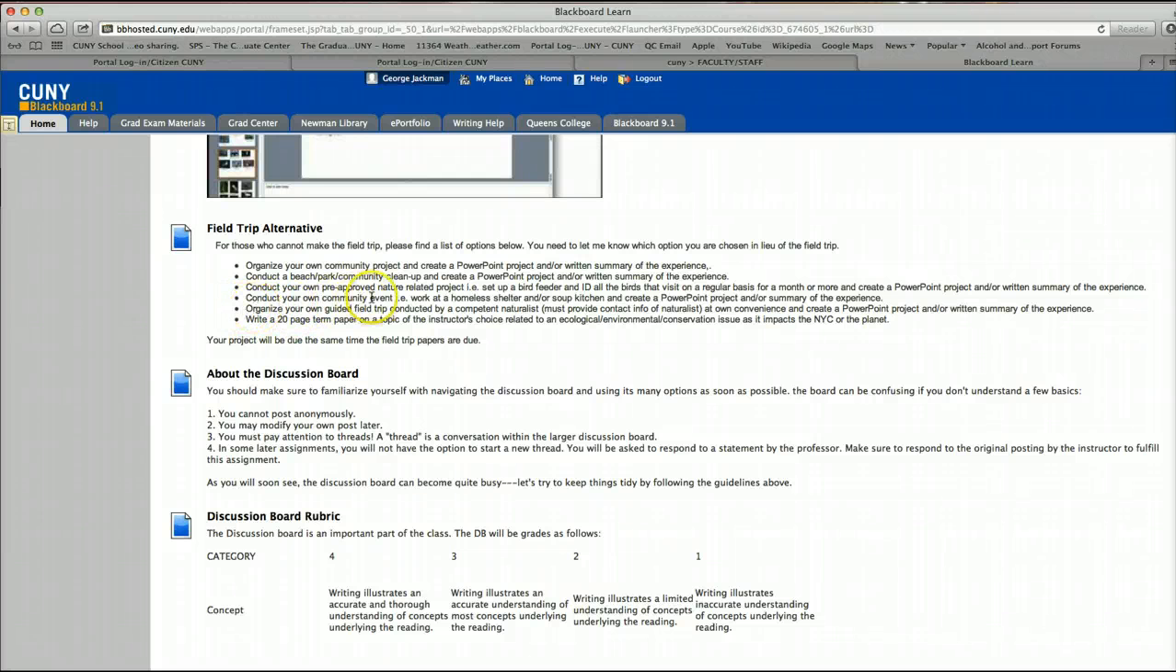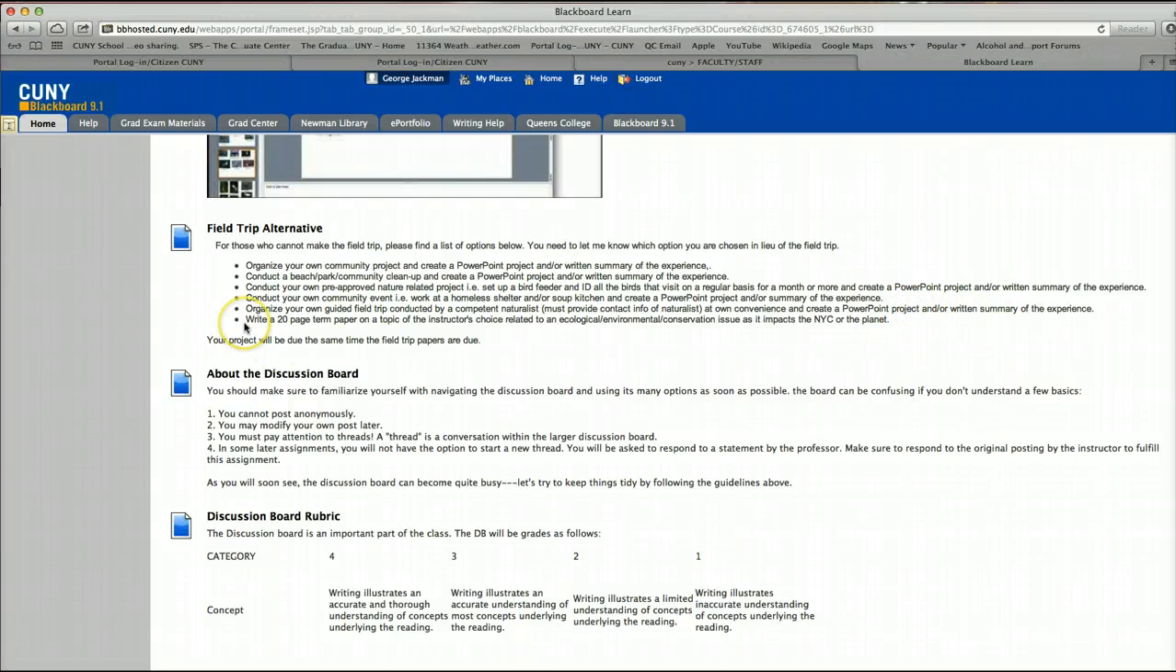Okay, organize your own guided field trip by a competent naturalist from your local parks. This applies to the out-of-region people, out-of-state or out-of-country people who are in this class. We can't expect you to come on our field trips, and unfortunately, I wish you could.